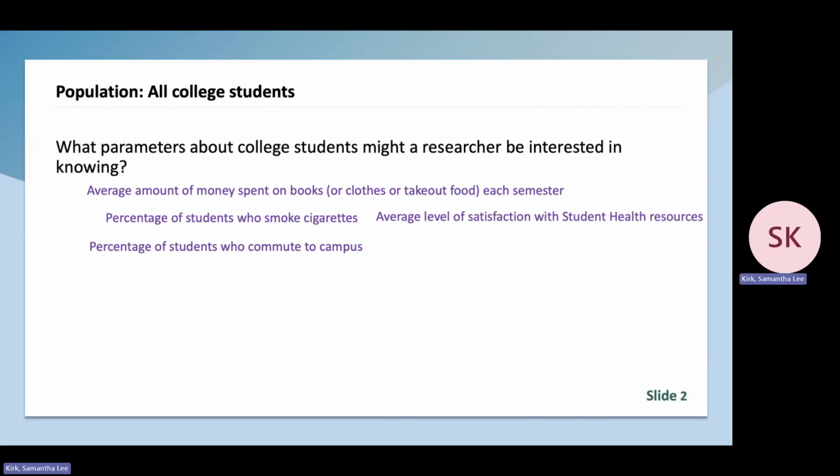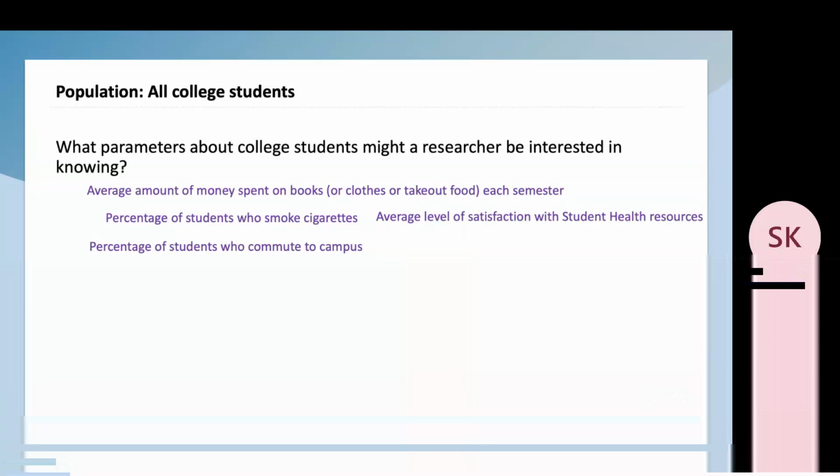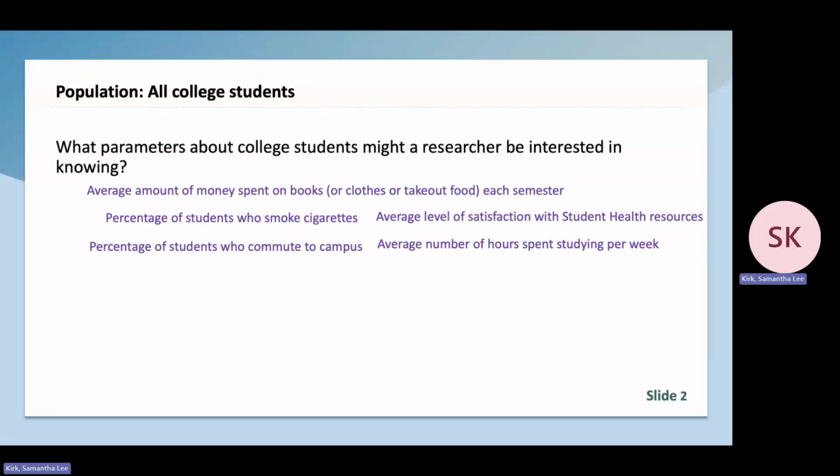A university might be interested in the average level of satisfaction with student health resources, or the average number of hours spent studying per week. There's so much information you can extract from the population of all college students. This is just a few things, and there's a whole lot more. So you can see that some pieces of information may be important to different businesses or different groups of individuals.